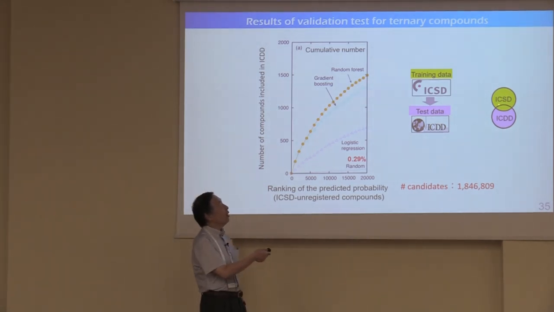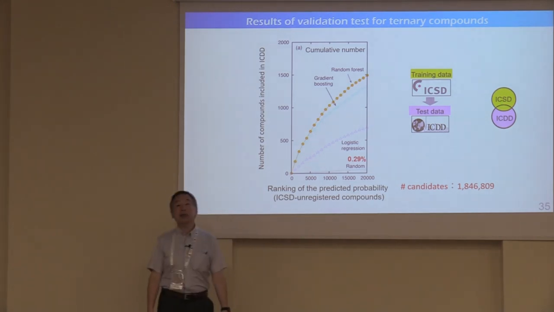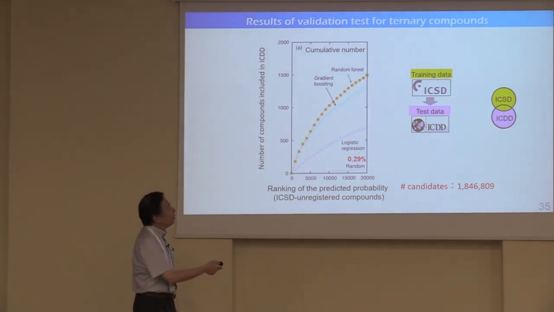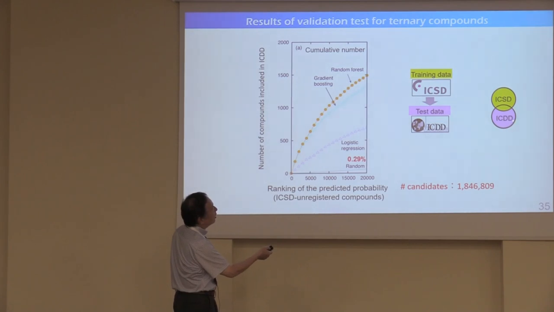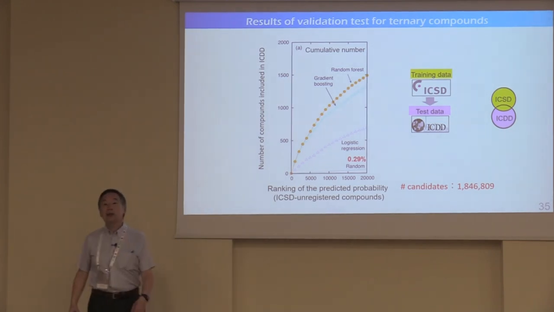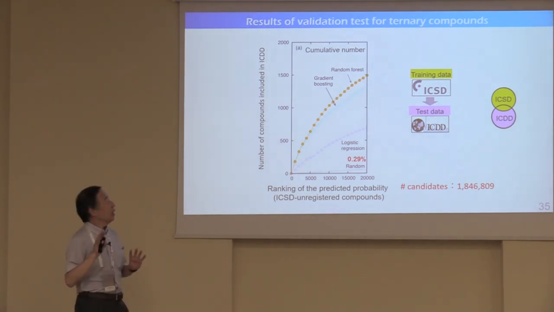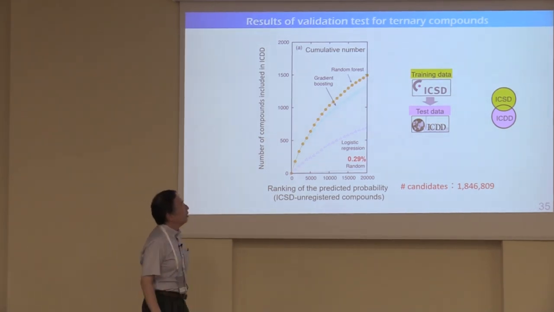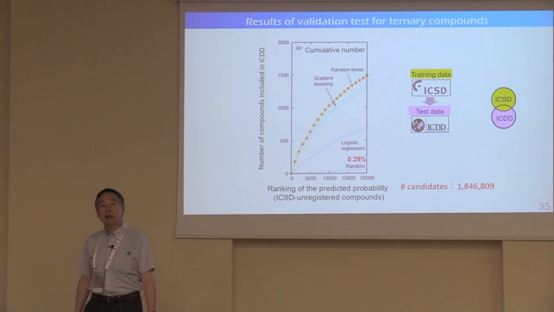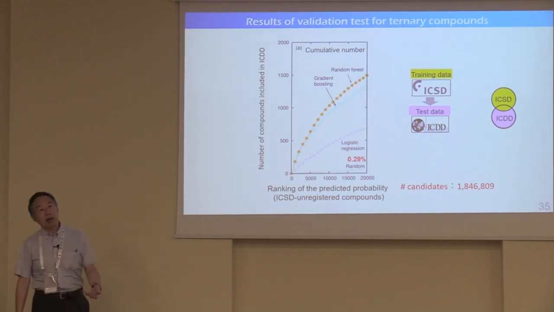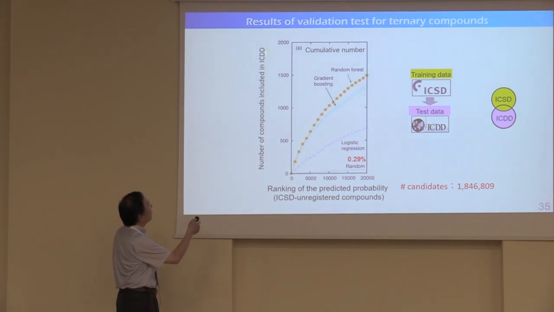There is significant overlap between the ICSD data and the ICDD data. But we just removed the overlapped part and used this yellow part for the training data, and the rest of the ICDD part as the test data. So there is no overlap between ICSD and ICDD. So we counted the number of compounds included in the test set as the number of correct answers, which is shown in this vertical axis, number of compounds not included in ICSD.